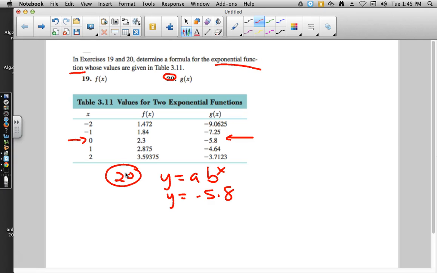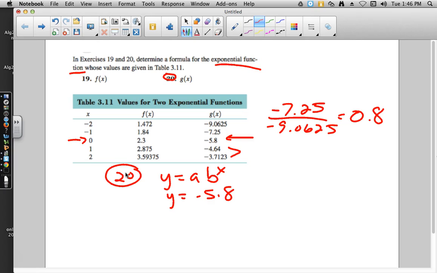So if I want to find the number that's being multiplied by each time, I'm going to have to do division. So it doesn't matter if I take negative 7.25 and divide it by negative 9.0625, or I take negative 5.8 and divide it by negative 7.25, or negative 4.64 and divide it by negative 5.8. As long as I divide one of those, I will see that they come out to 0.8. Now the one that's going to come out a little bit different, it appears they did some rounding for the negative 3.7123 divided by negative 4.64. It's not a perfect 0.8, but it's pretty close.